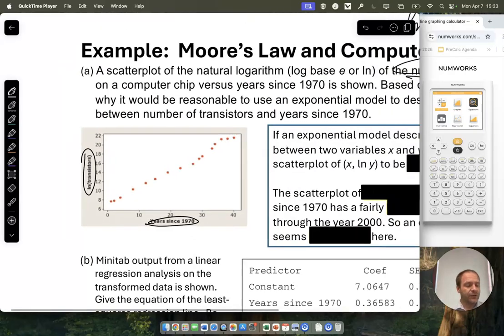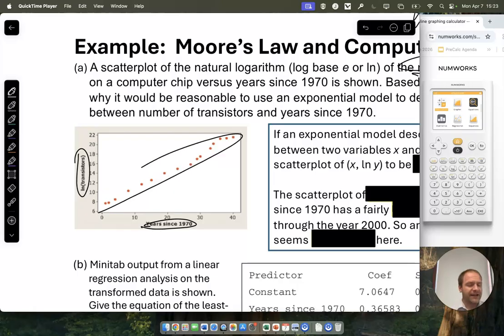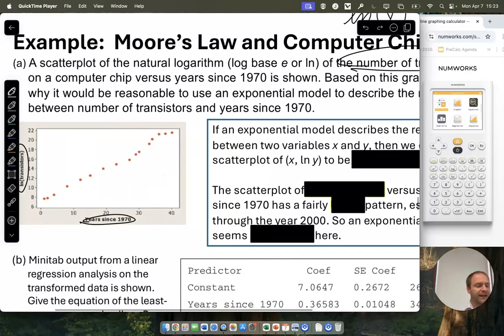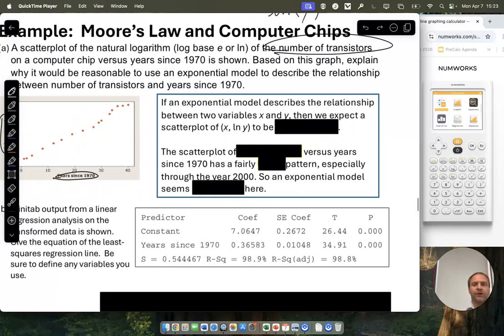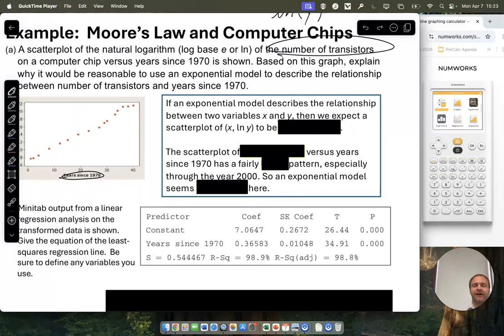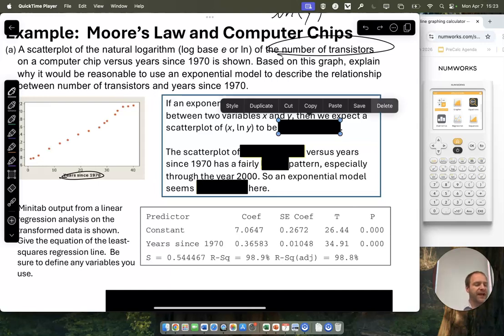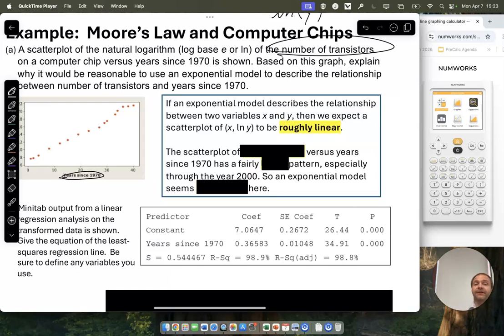And if I do that, look what happens. The data, it's not perfectly linear, but that's a lot better than what it was before. So if I use it, it's going to be a better predictor for what we're dealing with. So what we're looking at is an exponential model. We're looking at where our x stays the same. Our ln of y is going to be the response variable. And we're going to use that, and we can see it's roughly linear.